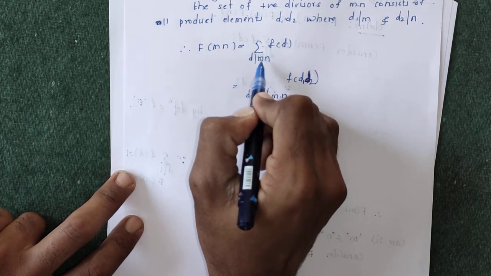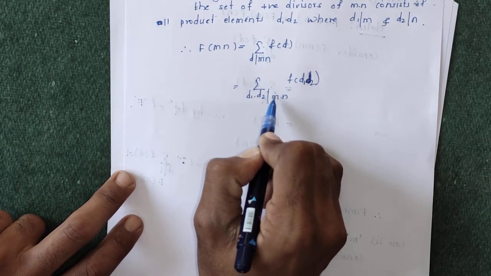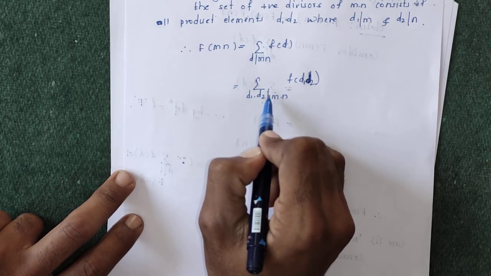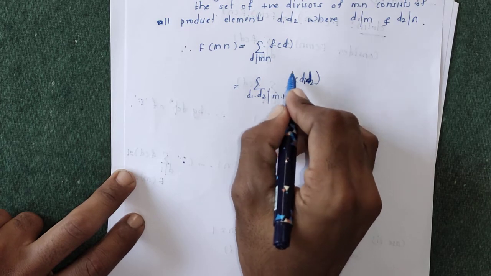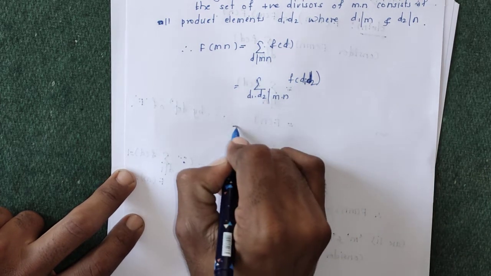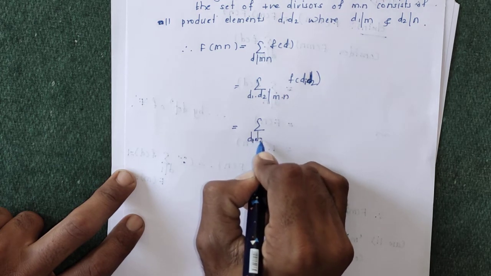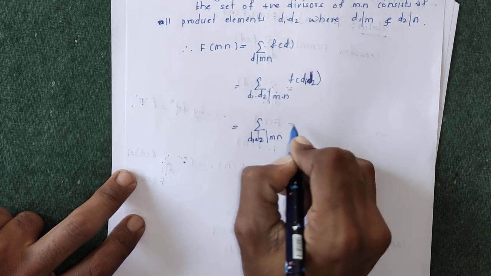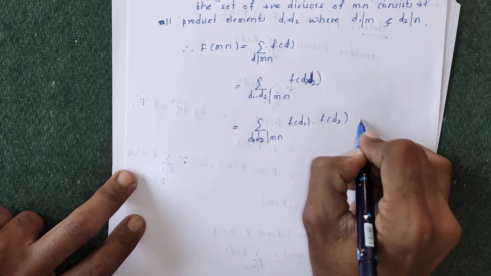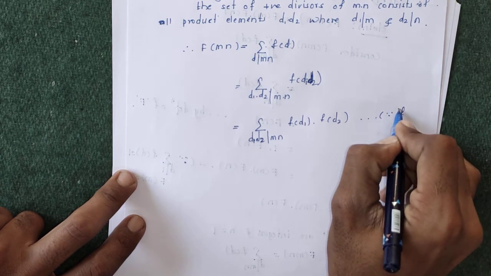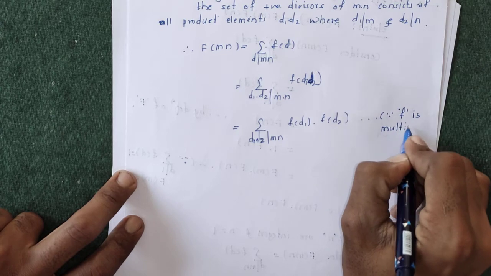So this d is a divisor of mn. So we have taken the summation over f of d. Here d1 into d2 is a divisor of m into n. So we have to take f of d1 into d2. So here our small f is a multiplicative function. So we can write the summation over d1 into d2 dividing mn, f of d1 into f of d2, since our small f is a multiplicative function, which is given in our statement.